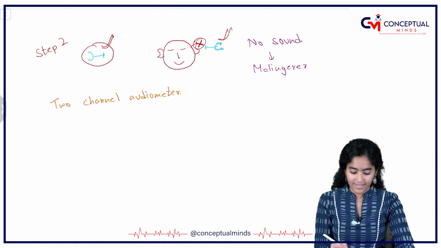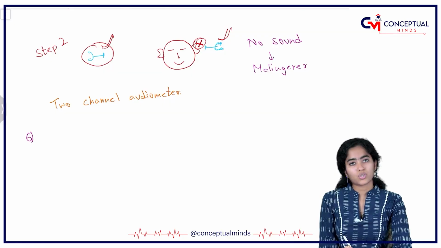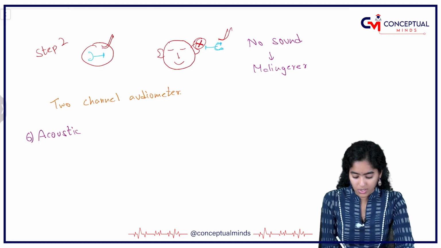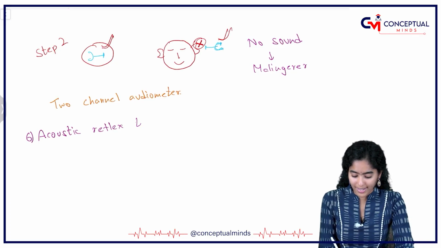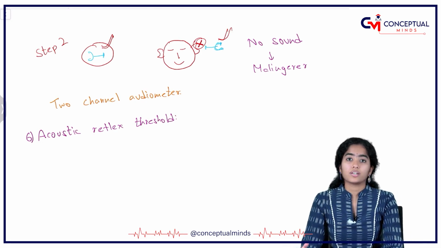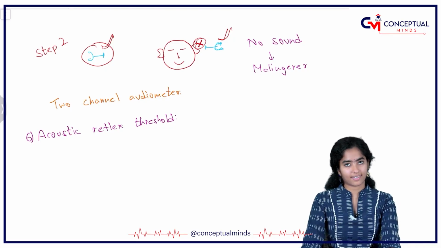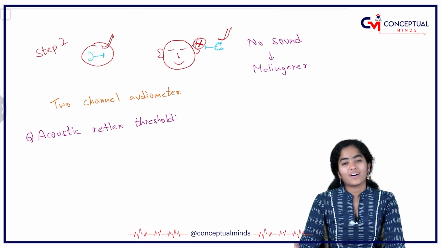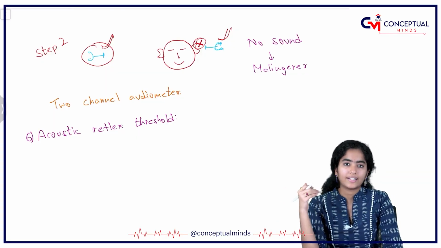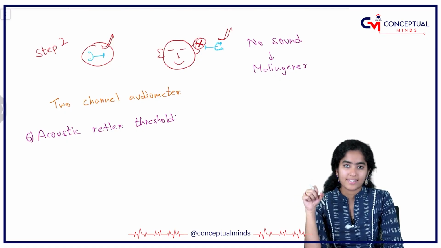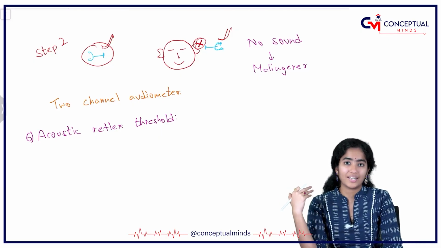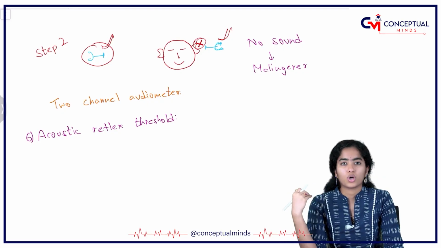Next, the next test is acoustic reflex threshold. What is acoustic reflex threshold? Acoustic reflex is nothing but stapedial reflex. Why is the stapedius muscle present? It is running from posterior to anterior direction. It attaches to the stapes and it contracts in response to a loud noise to dampen the sound, to protect the inner ear from loud noises.